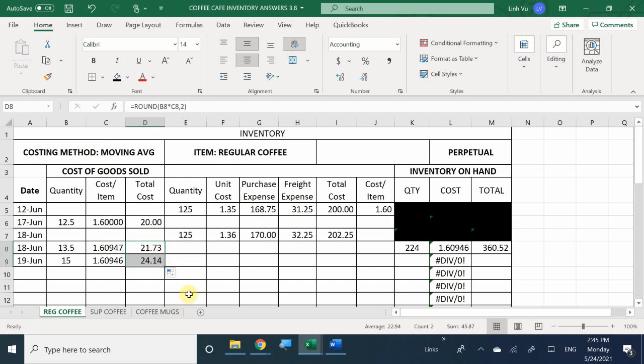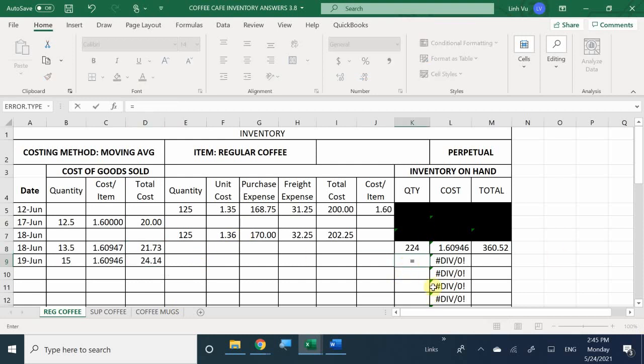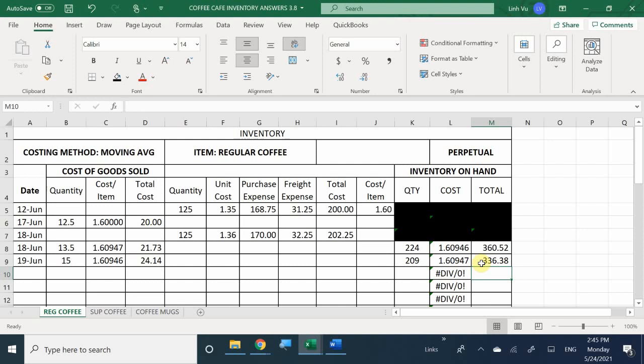Then you update your inventory on hand. Quantity should be 209. Your total should come to 336.38 with a new cost per item of 1.60947. So it jumped right back up by 1/10,000th of a penny.